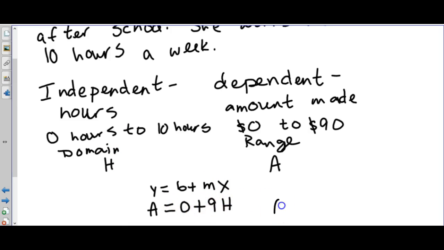And you could simplify that to be just A equals 9h. And then you can figure out for any number of hours how much you are going to make. So that concludes our discussion on patterns and functions.